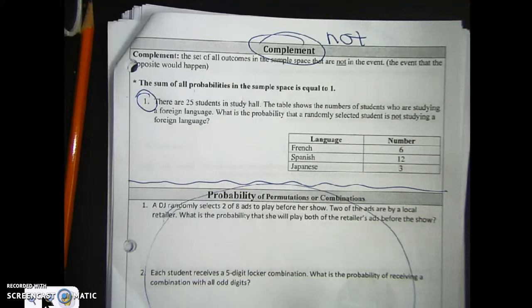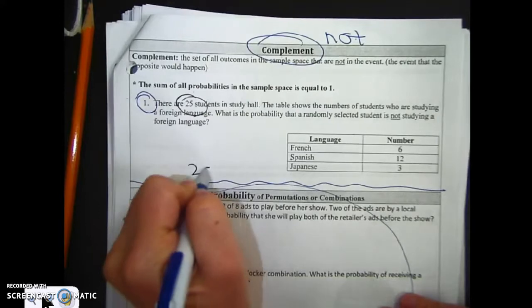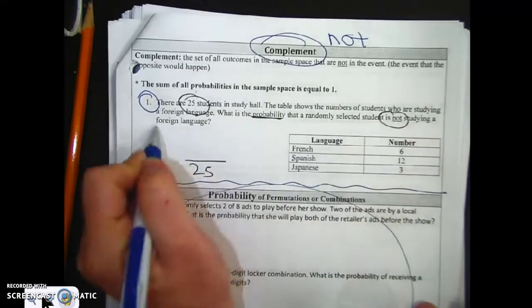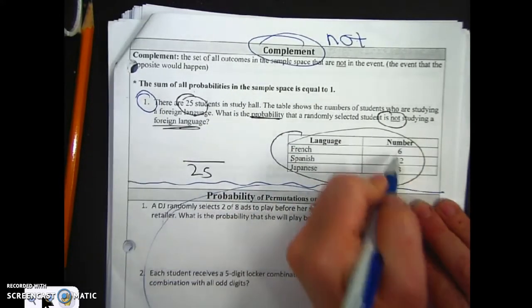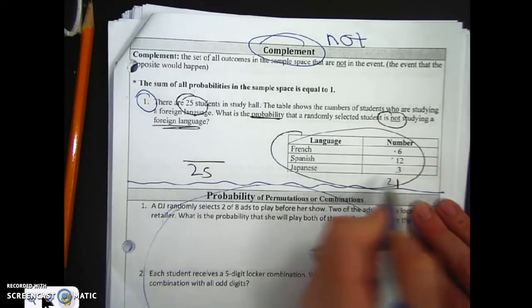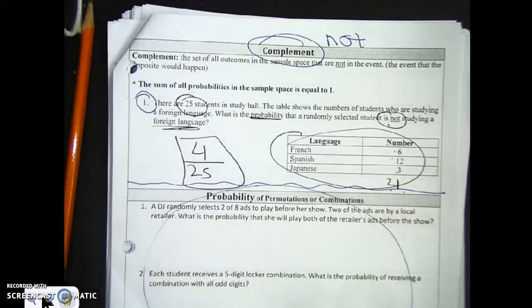So when we're dealing with complement, they want to know the "not." There's a total of 25 students, and they want to know the probability of not studying a foreign language. So all of these studied a foreign language. 6 plus 3 is 9, plus 12 is 21. If 21 did study a foreign language, 4 did not.